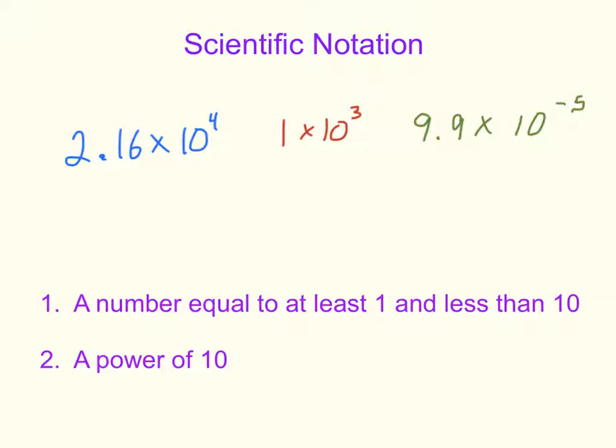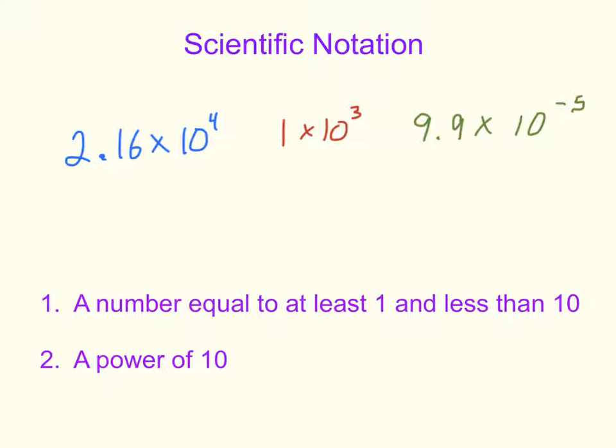So there are two parts to a number written in scientific notation. The first part is that you start with a number that's at least 1 but less than 10. So we can see the first part of this scientific notation, we have the number 2.16. It's at least 1 but it's less than 10. Same thing here. In the first part, the number is at least 1 but it's less than 10. Same thing here. The number's at least 1 but less than 10.